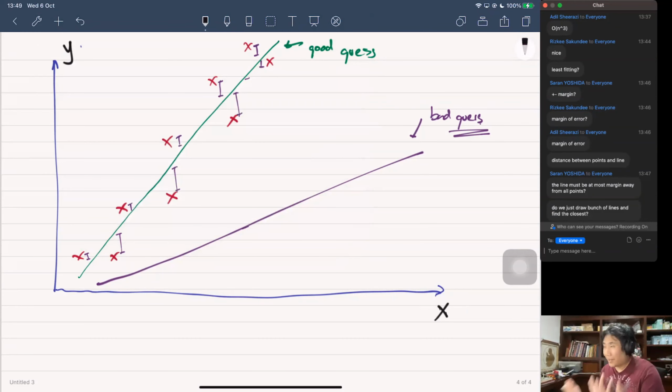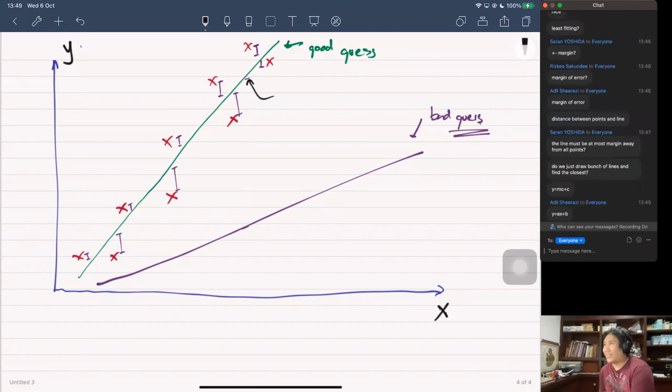To compute the distance between the point and the line, we need to know what a line looks like first. What is a line? Can someone tell me? What's the equation for the line? There are actually like 10 ways to do it. Pick one. Give me the one I want as well. What is a line? Very good.